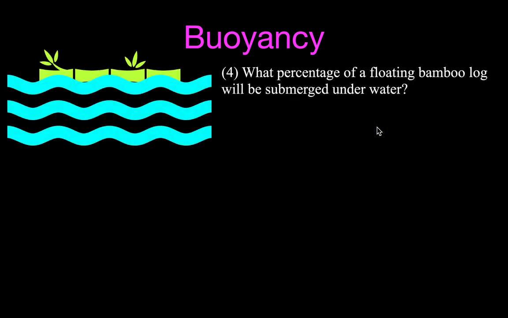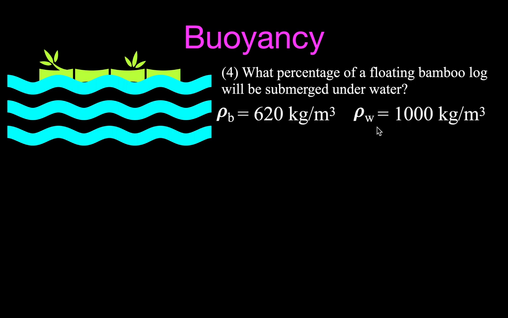And now we can go into example number 4, which is a floating object. So this object is not submerged in water. It's floating. It's a piece of bamboo, and we want to know what percentage of it is actually submerged in water. Now the density of bamboo is 620, the density of water is 1,000. You might know this intuitively, or you might see that it makes sense that the answer is probably going to be 620 over 1,000. That's right, it's going to be 62%.